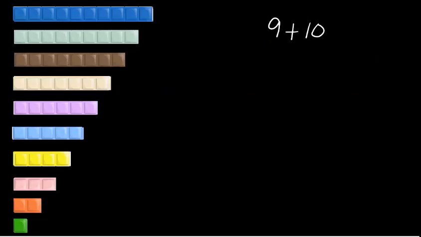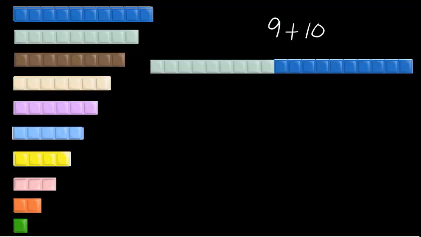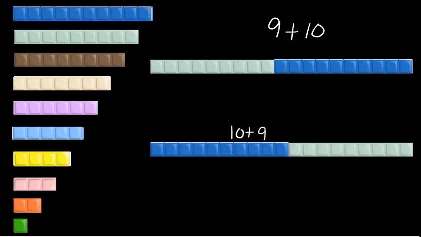9 plus 10. 9 plus 10 would look like this. And we know that 9 plus 10 is 19. Because of the commutative property of addition, we also know that 10 plus 9 will be 19.